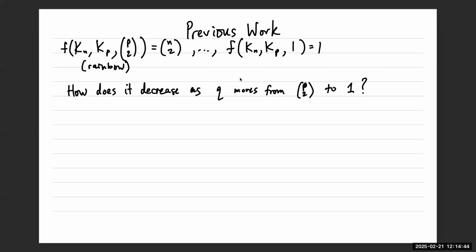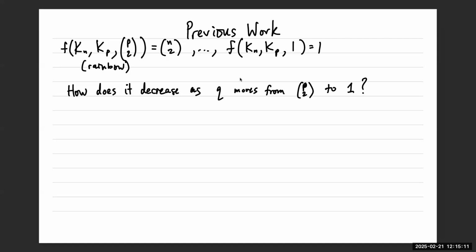So basically that forces, if you want every copy of K_p to be rainbow, then you have to color every edge in the K_n with a different color. Okay. And going all the way down, what I'm saying is, this p choose 2 is the Q, right? So the things you might want Q to be are anywhere between p choose 2 and 1. But when it's 1, this is just 1. Okay.